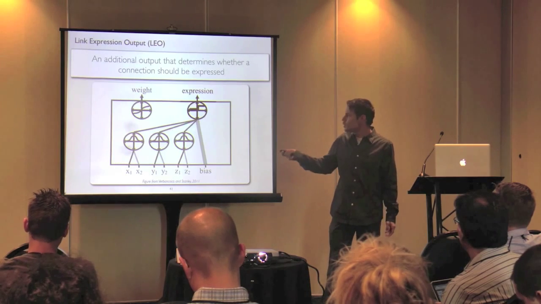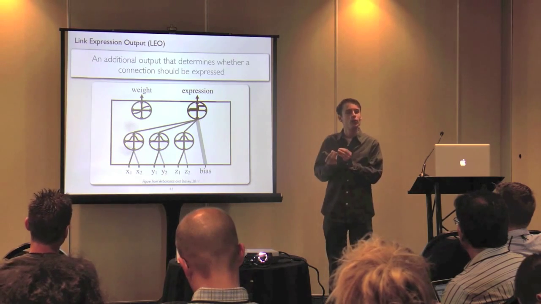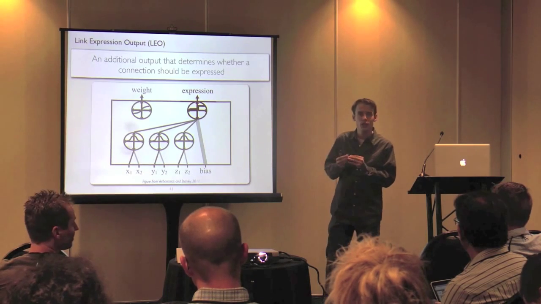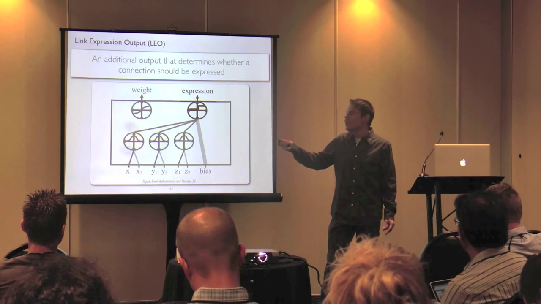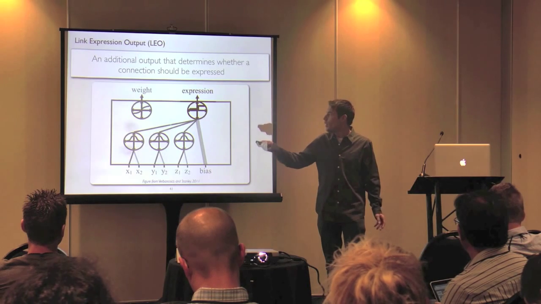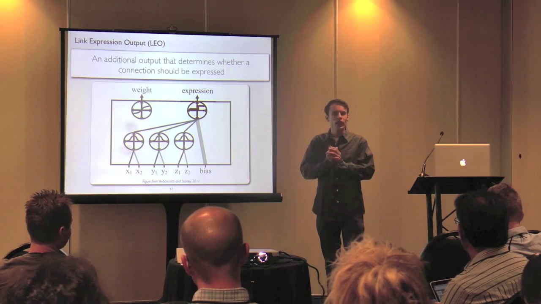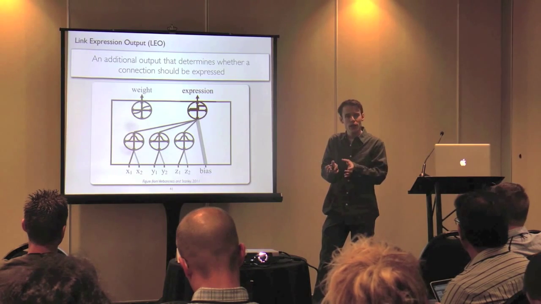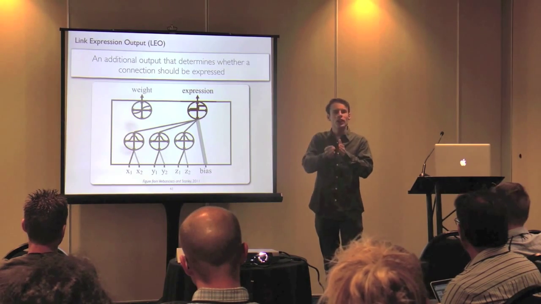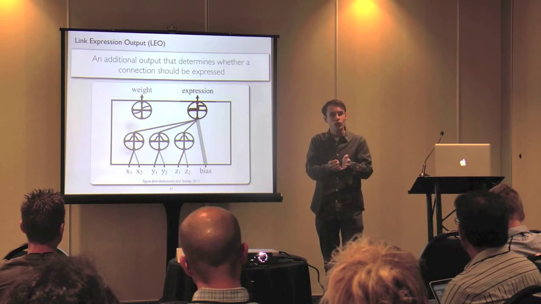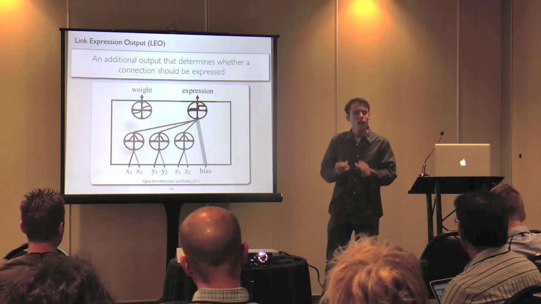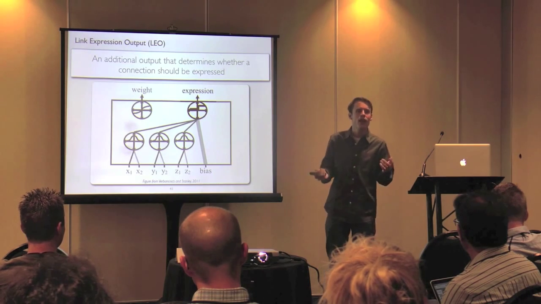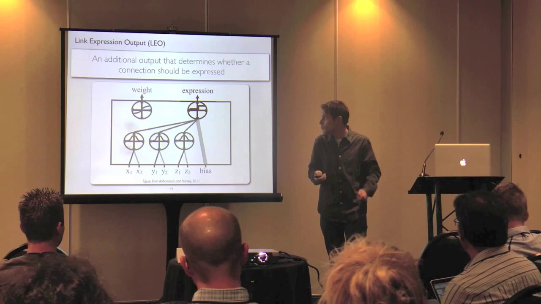So, the link expression output is an additional output added to the CPPN that determines whether a connection should be expressed or not. So basically, the weight is still determined by a weight output, but now the CPPN has a separate output to really carve out spaces for networks, making it much easier to create modular structures without having to modify the weight of the network, which may negatively impact the problem.